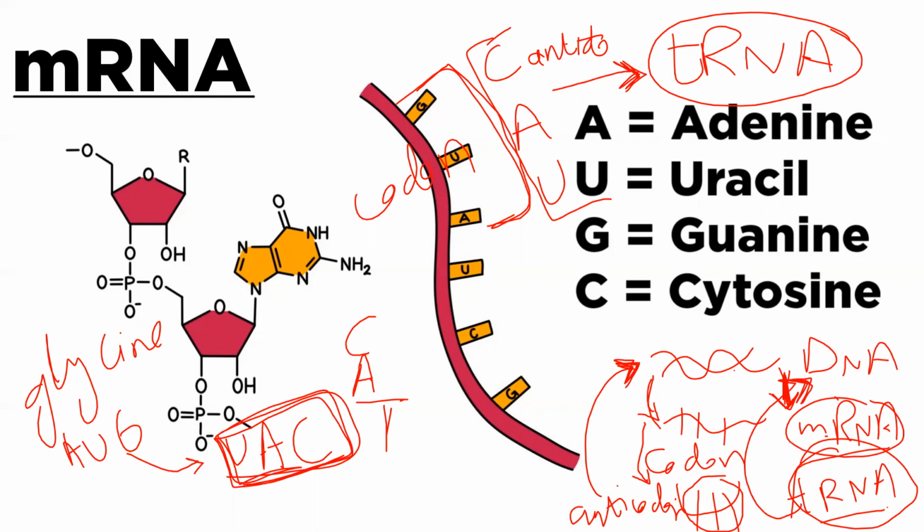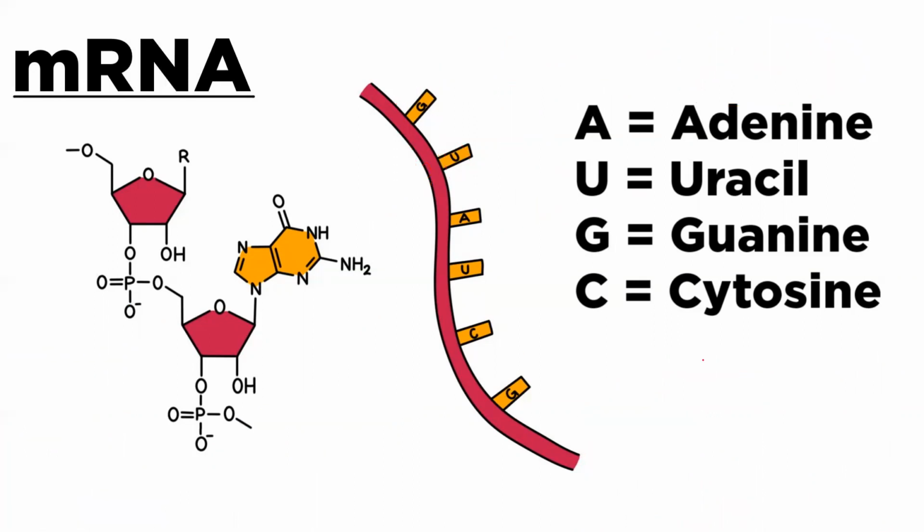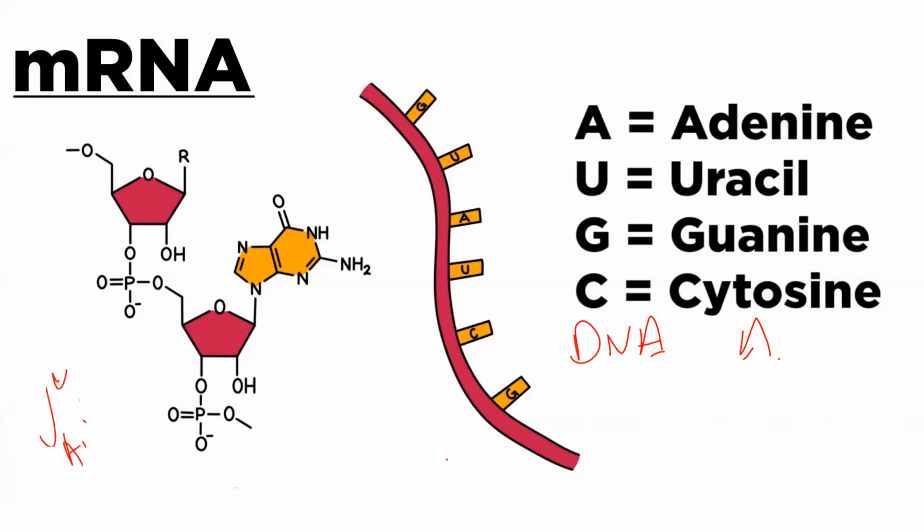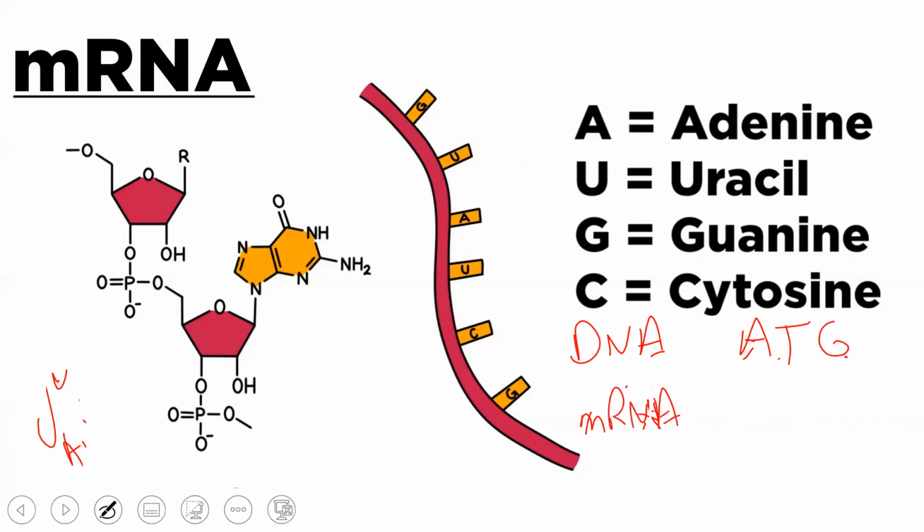Okay, let's do this part again. So if I have a DNA that codes, DNAs can't have a U, so this one codes ATG. What's the mRNA going to code? Guys, what's the mRNA going to code? AUAC.